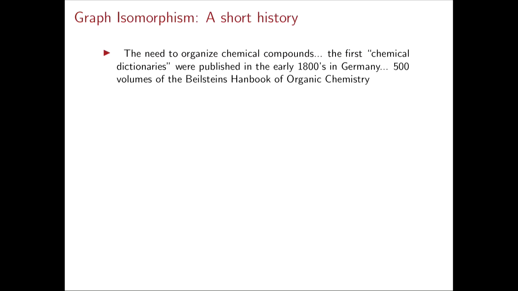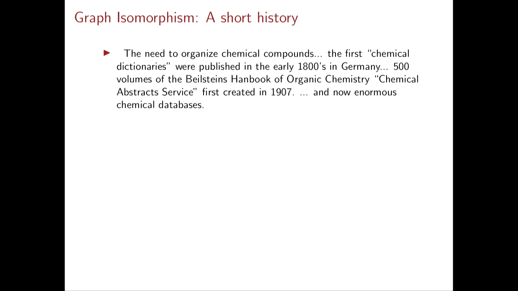And this became more and more difficult and challenging as the number of molecules that were discovered increased exponentially with time in the last two centuries. For example, Springer's Beilstein Handbook of Organic Chemistry is a dictionary of 500 volumes of chemical molecules. And there's also the American Chemical Society's Chemical Abstracts Service, which was first created in 1907. And now today we have enormous chemical databases of all the molecules that have been discovered and cataloged, basically.